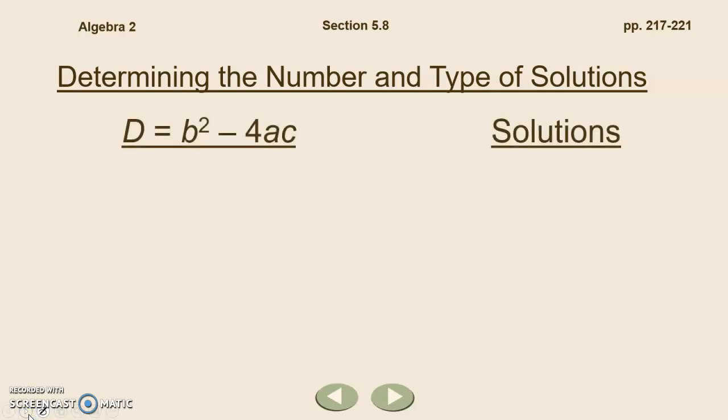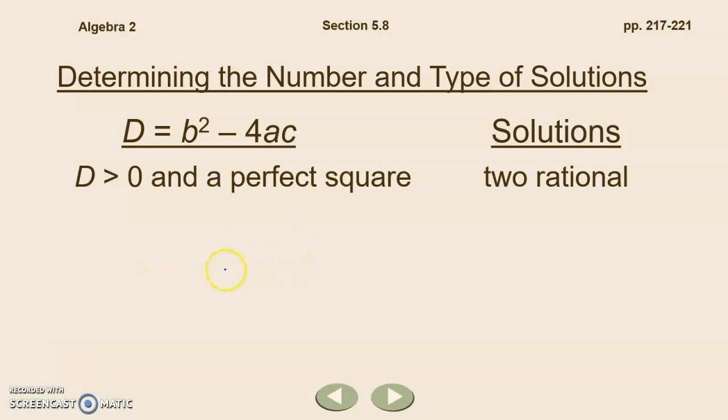We're going to use the discriminant, which is discriminant equals b squared minus 4ac, and see how many solutions we have. So when our discriminant is greater than 0 and a perfect square, that tells us that there are two rational solutions. So let's say we plug in some numbers and we get, in the discriminant, 25. 25 is greater than 0. 25 is a perfect square. So when we finish solving this particular problem, we should have two rational answers. Those are things that can be written as fractions.